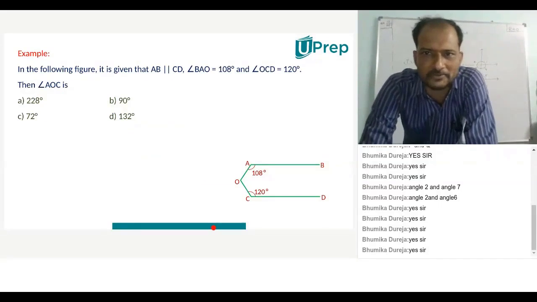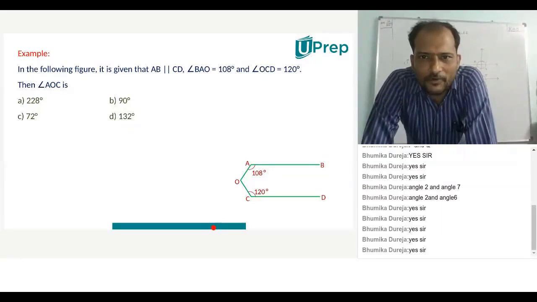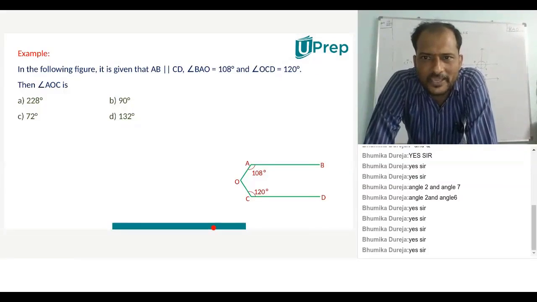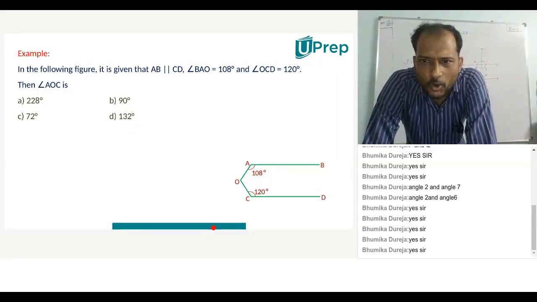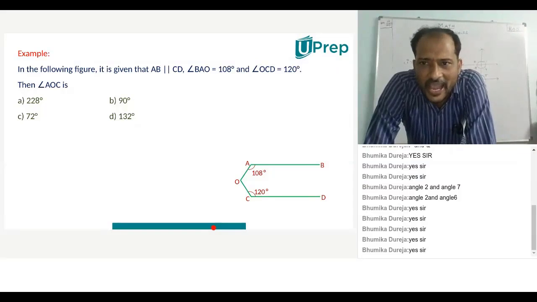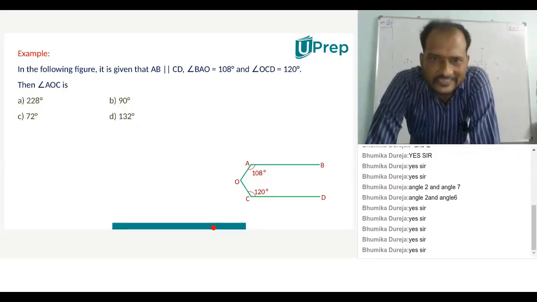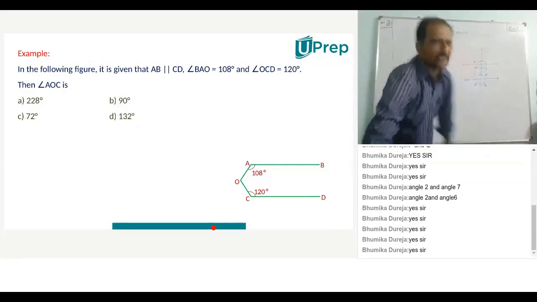Here is the first question on your screen. In the following figure, it is given that AB is parallel to CD. Angle BAO is equal to 108 degrees, and angle OCD is equal to 120 degrees. We have to find the measure of angle AOC.